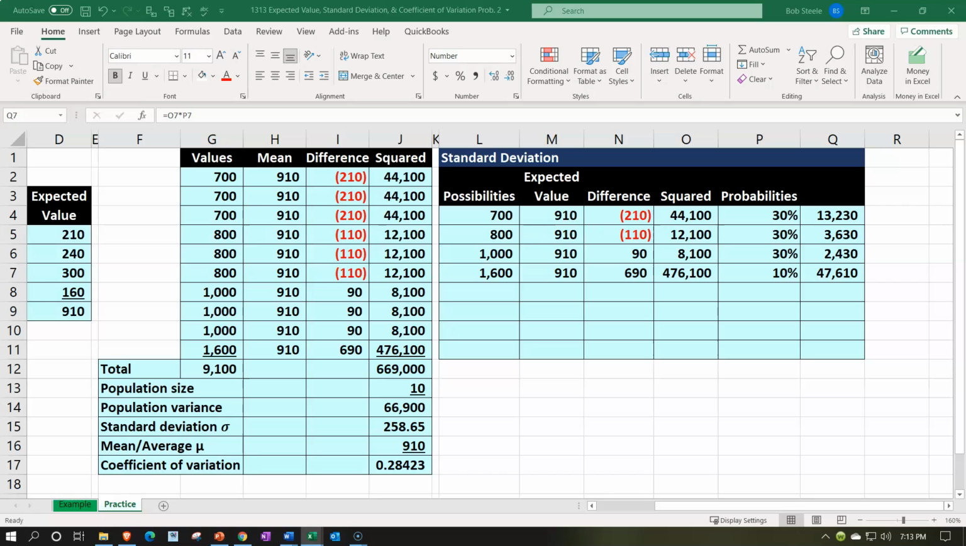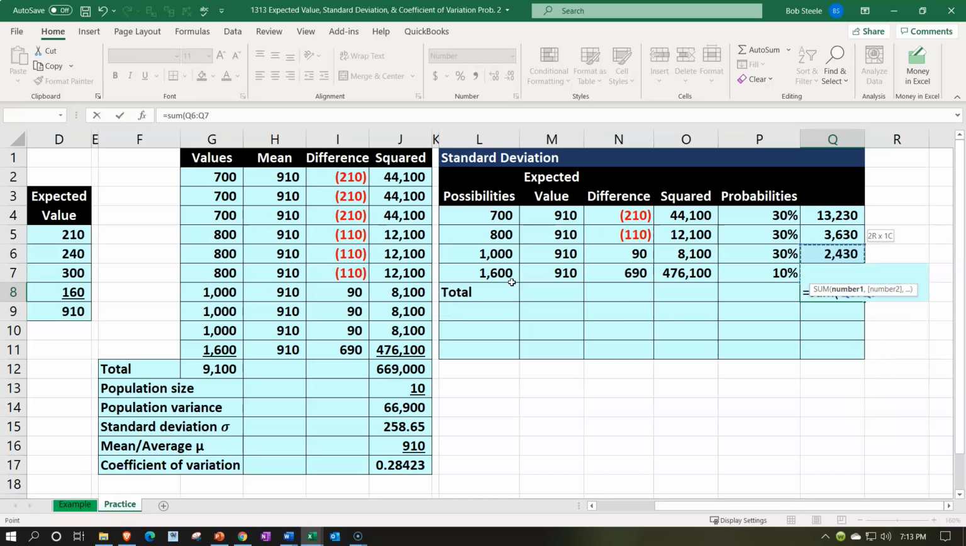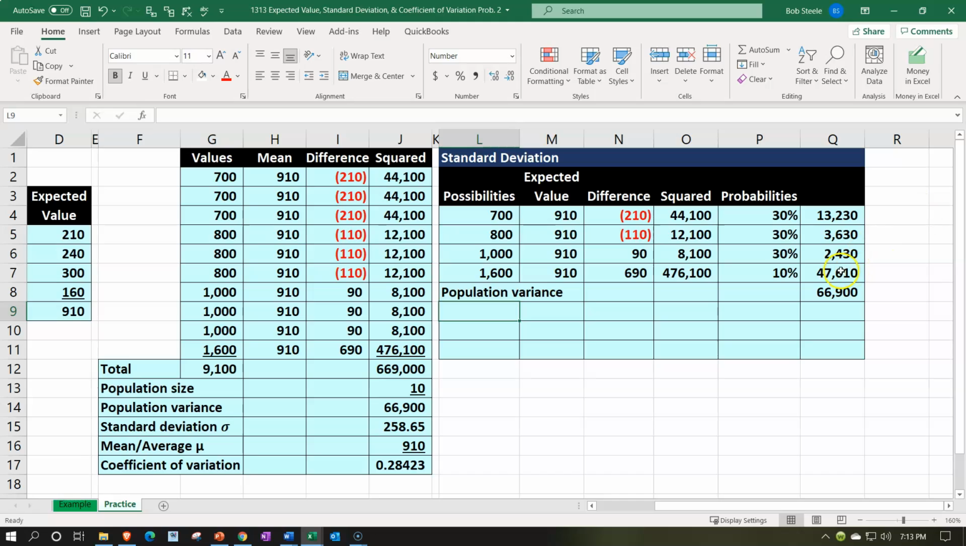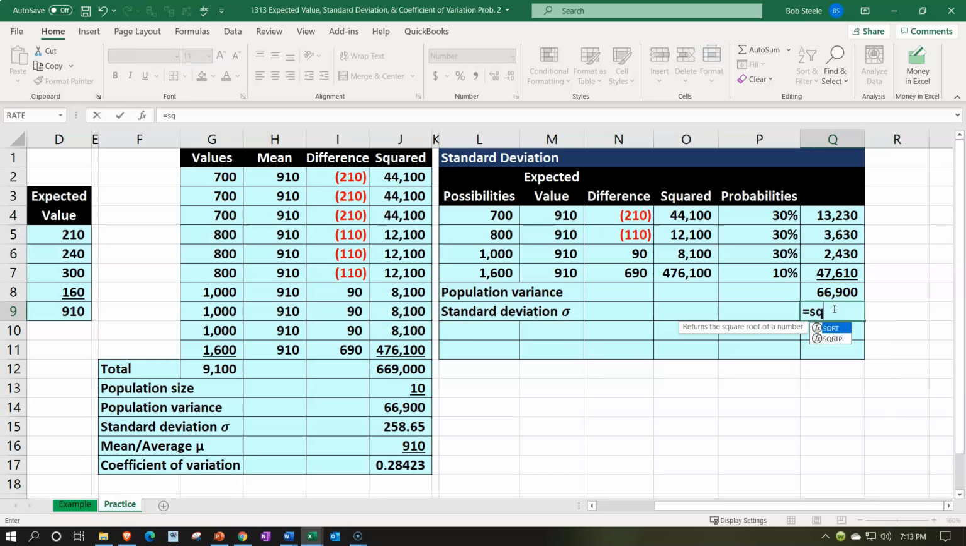Let's total it up. Total is going to then be equal to the sum of these items. And that's going to give us our 66.9. Let's actually call that the population variance. Underline here, font group and underline. And then we'll take the square root, which I'm going to call the standard deviation. The standard D equals the square root of this number above it. Enter, add a couple decimals, so that matches up here.